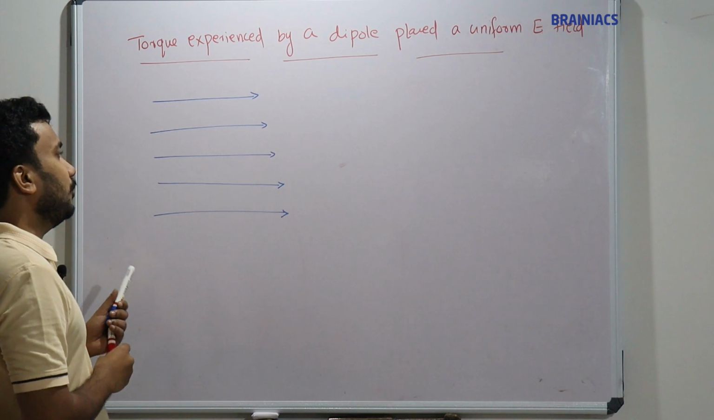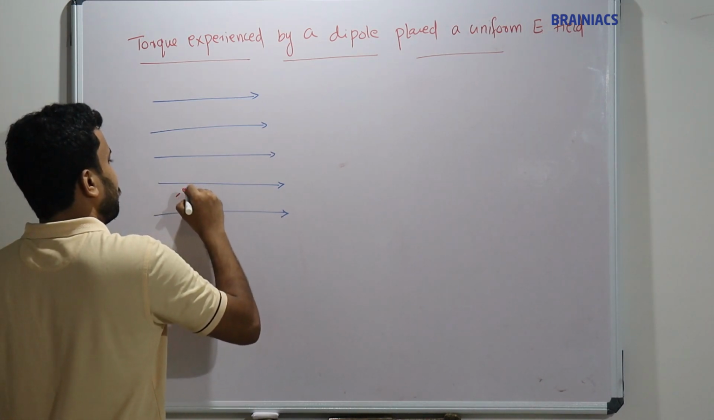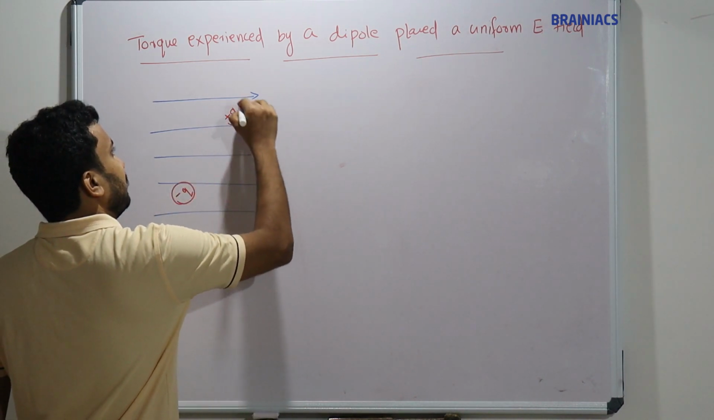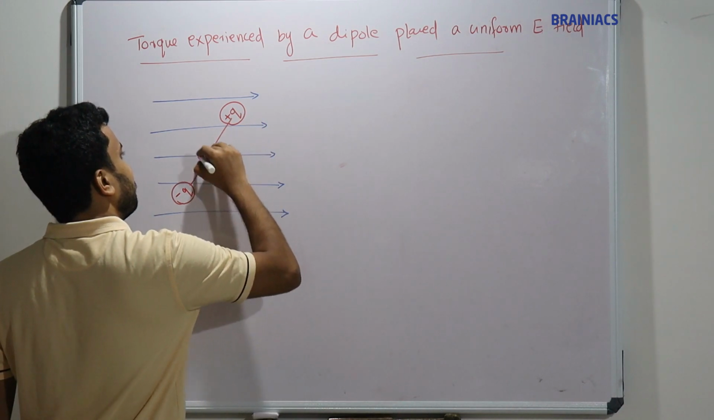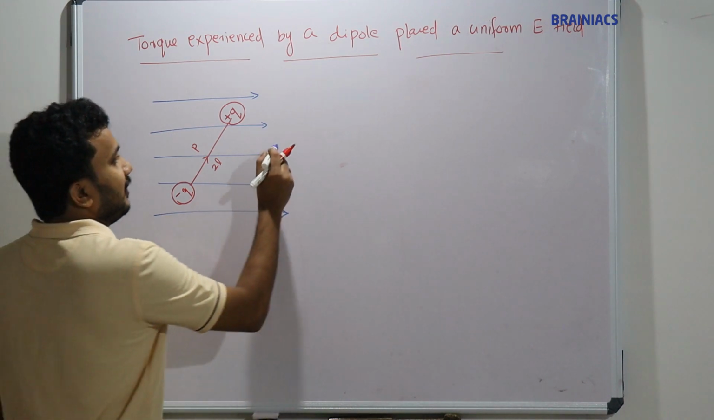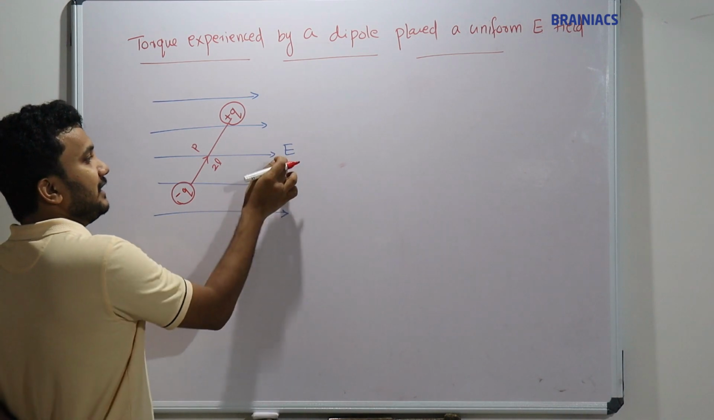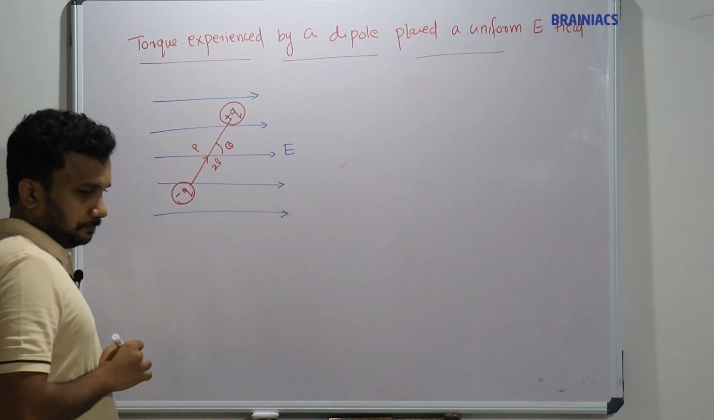Here we are going to place a dipole. I have a minus q charge and a plus q charge, which are separated by a distance of 2L. Here we have something called the dipole moment, P. And this blue line is nothing but the electric field intensity or the field lines. The electric field intensity E and P make an angle of theta.